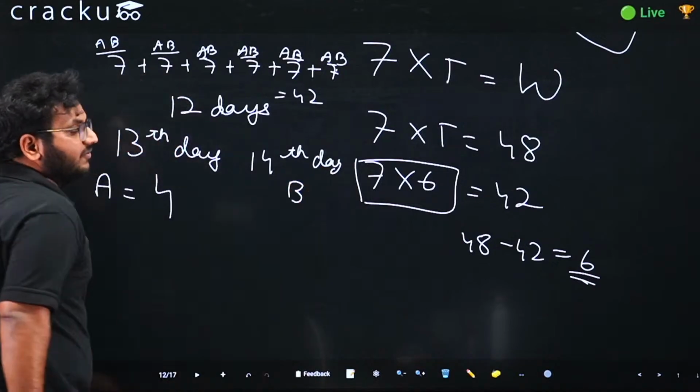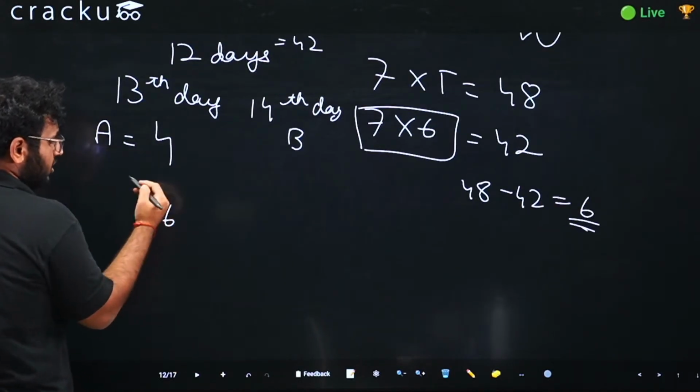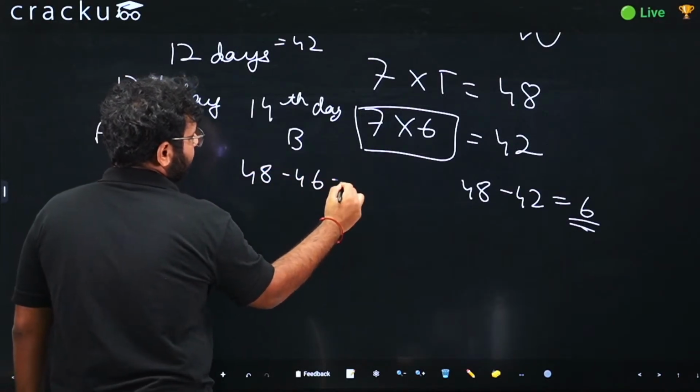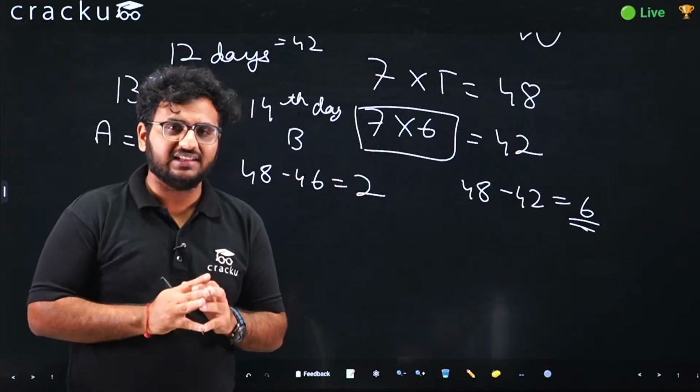But the work left is what? 42 plus 4, which is 46. So it would be 48 minus 46, which is equal to 2. So the work left for B on the 14th day would be what?